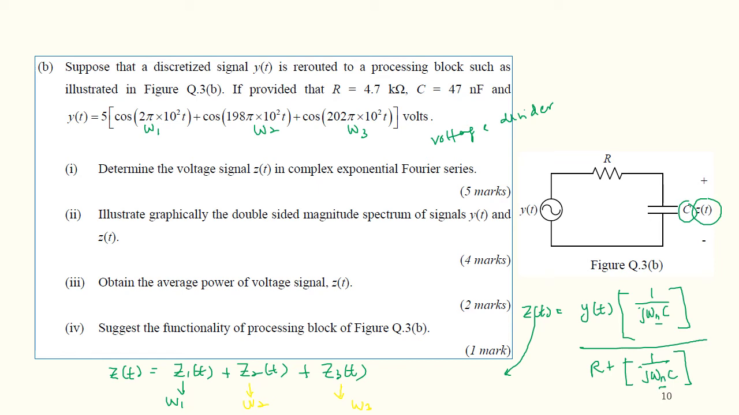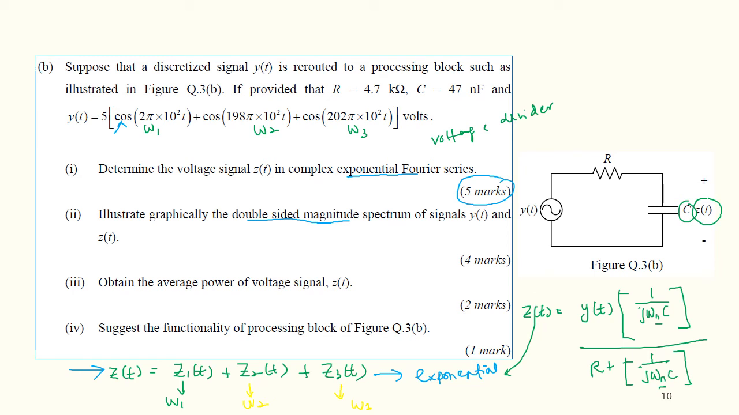Right, next, illustrate graphically the double-sided magnitude spectrum. Once you have the equation in exponential form, the question in part 1 asks you to write the exponential form. Given in cosine in trigonometric form, once you have your equation in trigonometric form, you need to convert it into exponential form, then you have completed part 1.